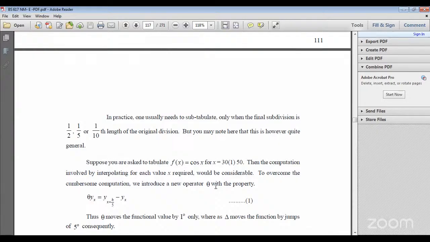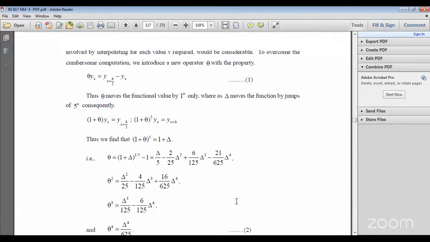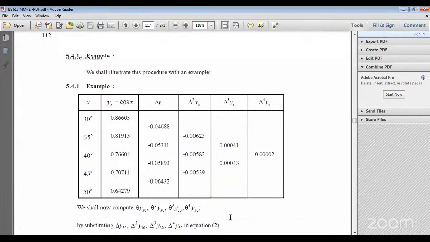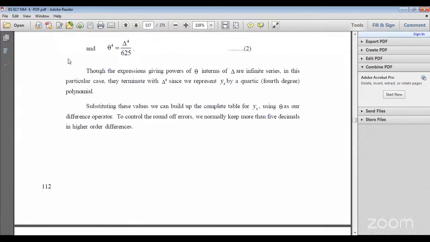So suppose we are asked here to tabulate y is equal to cos x, and x is equal to 31 into 50. The computation involved in interpolation, y of x is equal to y of x plus h minus y of x. We are writing it. We can learn in tomorrow's class, and the problems in the next class.